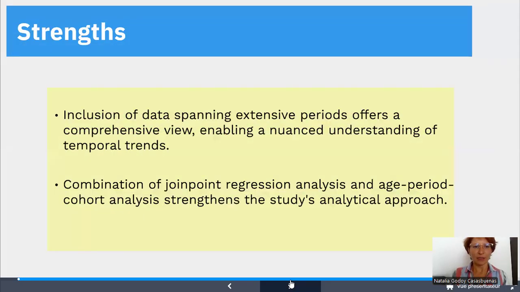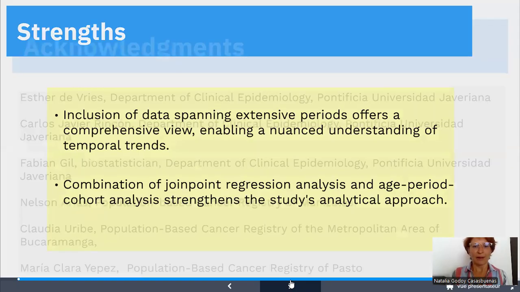We have some strengths, particularly the inclusion of data spanning extensive periods offers a comprehensive view, enabling a nuanced understanding of temporal trends, and the combination of joint point regression analysis and age period cohort analysis strengthens the study's analytical approach.